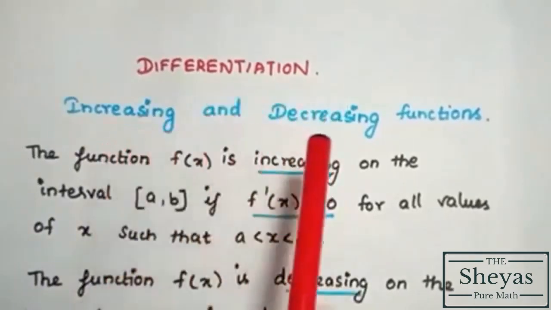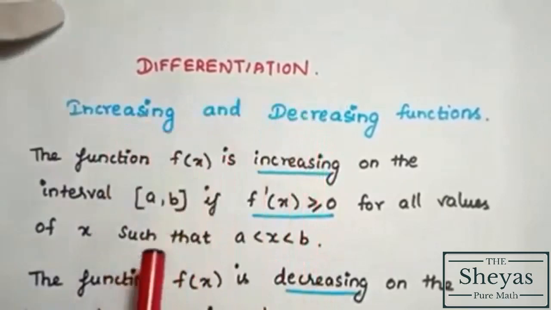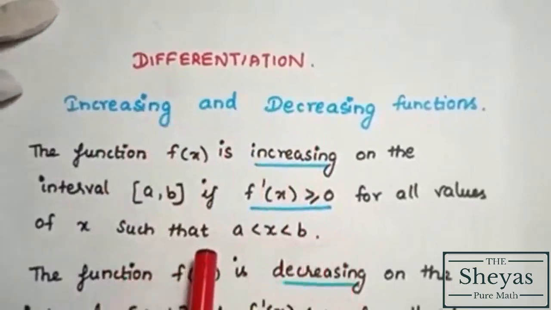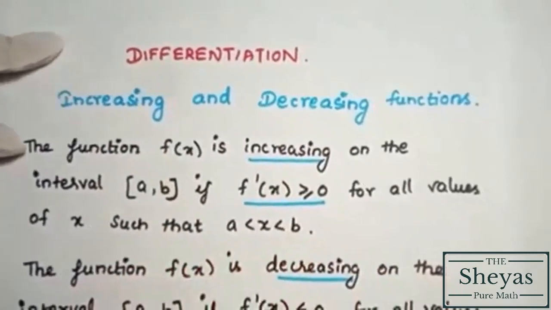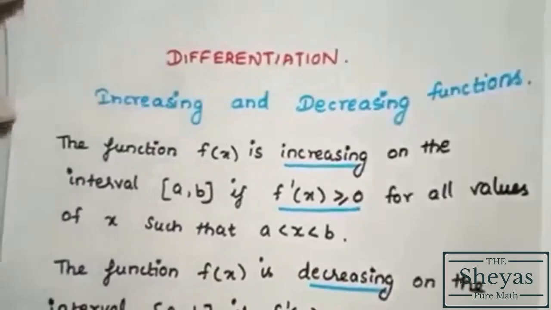Differentiation, increasing and decreasing functions. The function f of x is increasing on the interval a to b if f dash of x is greater than or equal to 0 for all values of x such that a is less than x less than b. The function f of x is decreasing on the interval a to b if f dash of x is less than or equal to 0 for all values of x such that a is less than x less than b.